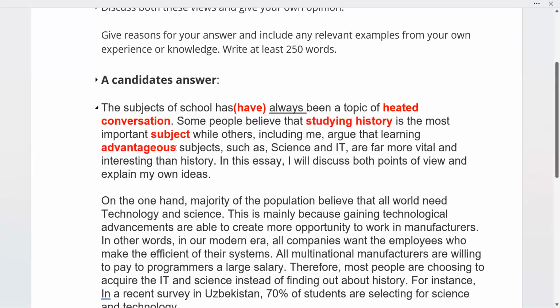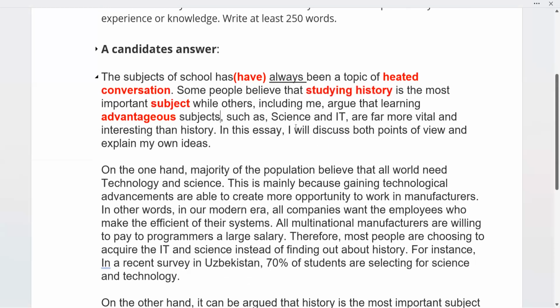So how do you know they're advantageous? So the whole point of this essay is actually to give your opinion to say that these are advantageous. But now you're just saying some people believe that they have to study these advantageous subjects such as science and IT. You're now already admitting that. So where is the room for argument? There's no room for argument if you write this way. So learning subjects which seem good in today's world would be something better. And are far more vital and interesting than history.